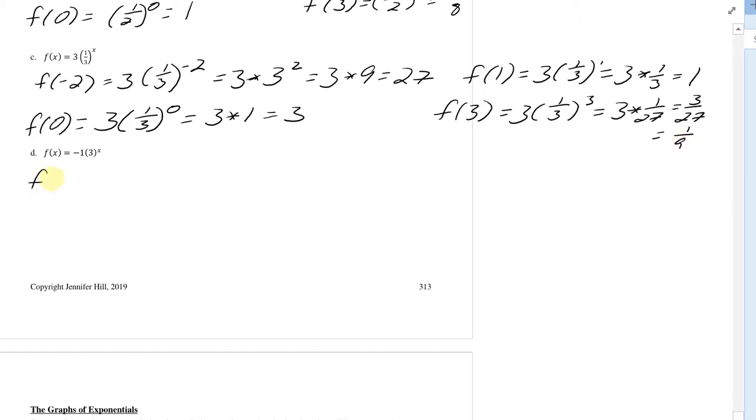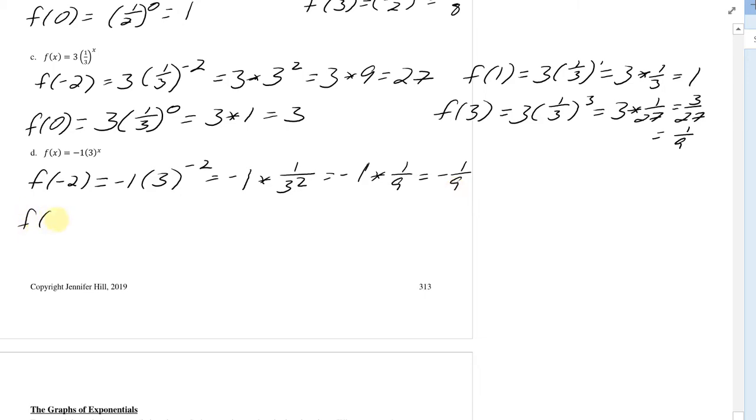So now let's do f of -2. So this is -1 now times 3 to the -2nd. I go through the same steps. First I evaluate the negative exponent. So this becomes -1 times 1/3 squared. So then this is -1 times 1/9, so this ultimately equals -1/9. That would be the answer there.